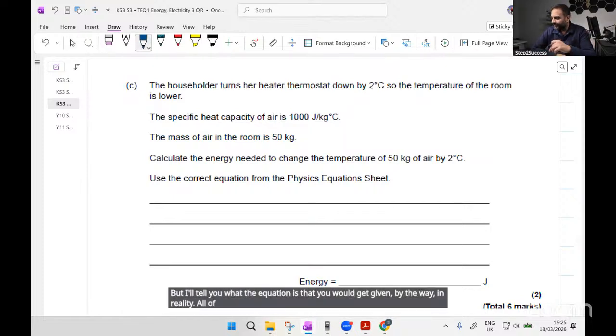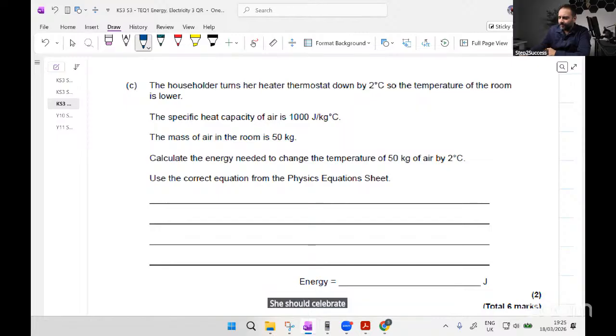All of you now, recent news has emerged that all of you, regardless of age, will no longer need to learn physics equations when you come to do real exams. You should celebrate. Question 9, please, booklet 3. Yes, I'll come to it.